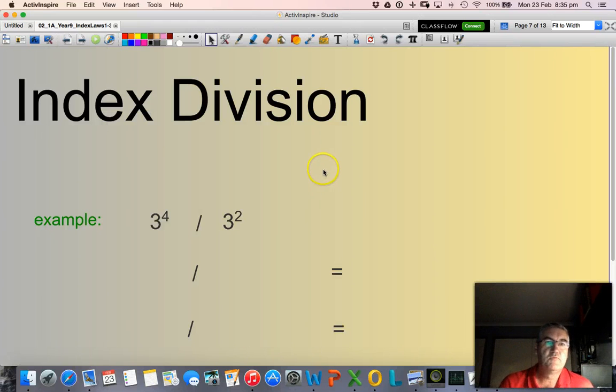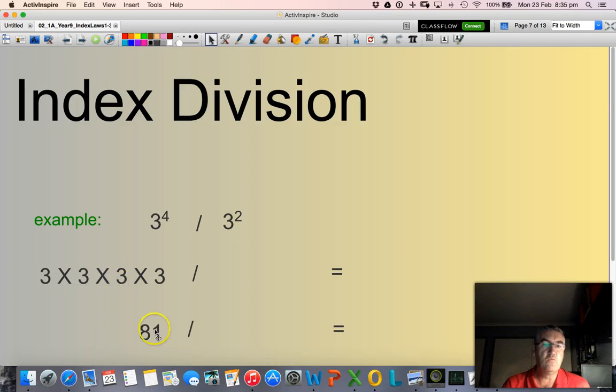Okay, welcome to video number 2, which is on index division, which is commonly referred to as index law number 2. Now, as an example, let's consider we have 3 raised to the power of 4, and we wish to divide that by 3 raised to the power of 2. Now, 3 raised to the power of 4 is effectively 3 times 3 times 3 times 3.